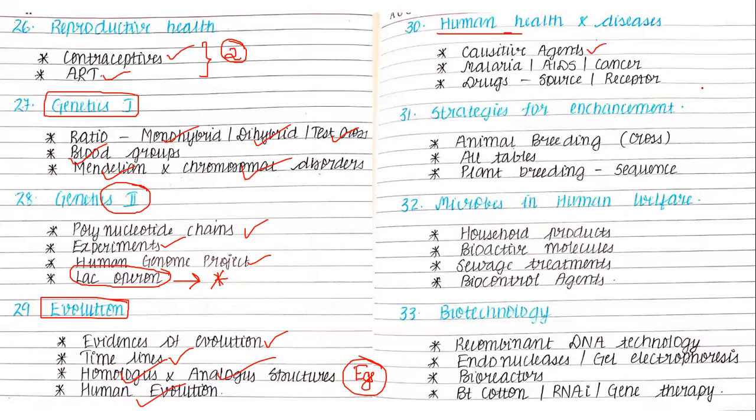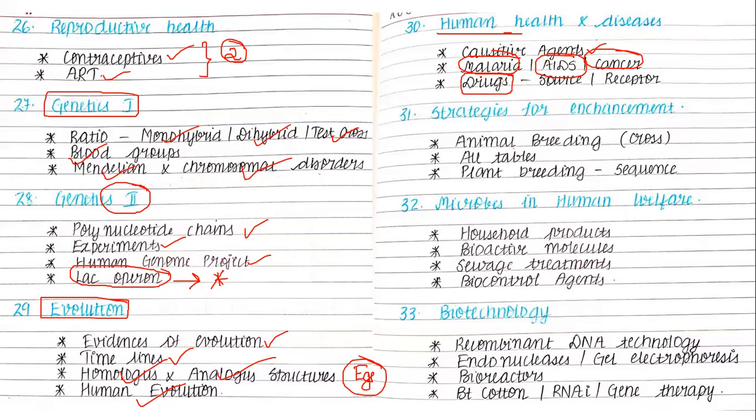Human health and disease: causative agents of all diseases. They'll definitely ask which of the following is a fungal disease, and you'll easily identify that. Bacterial, viral and so on you won't be able to identify so easily. Then you have to study the specific disorders mentioned in your NCERT, that is malaria, AIDS, cancer. If for any disorder the specific bacterial or viral organism is given, study that. If any identifying test is also given, study that as well. The drugs area is also very important.